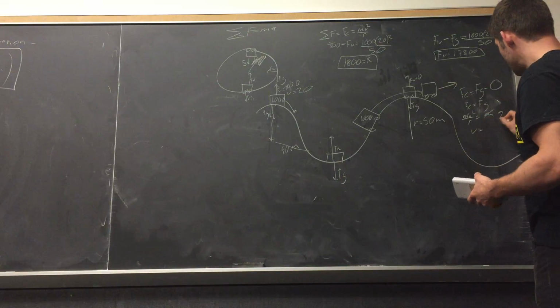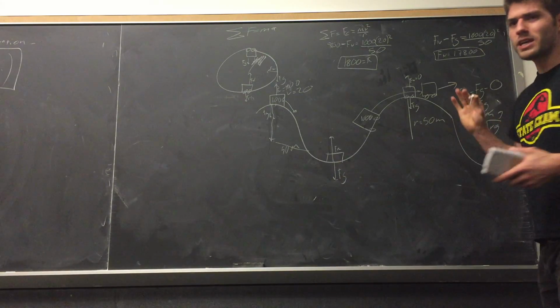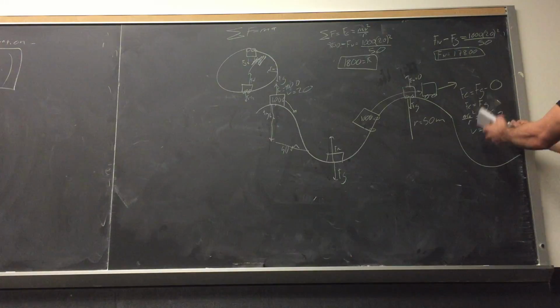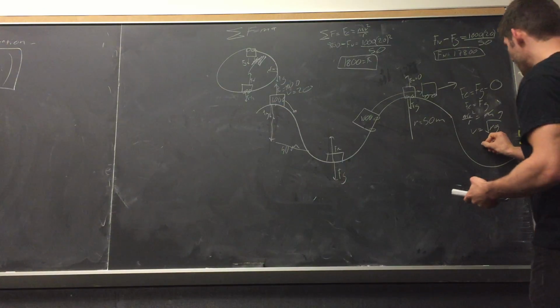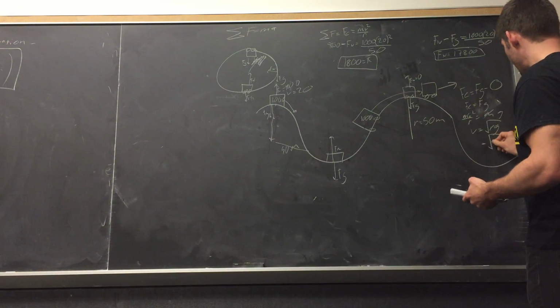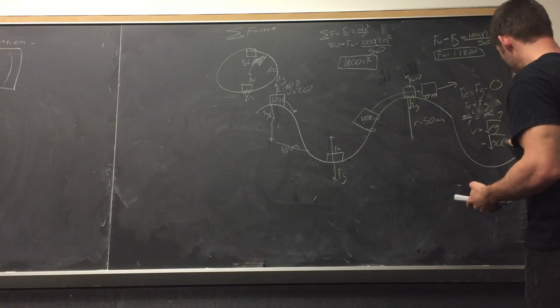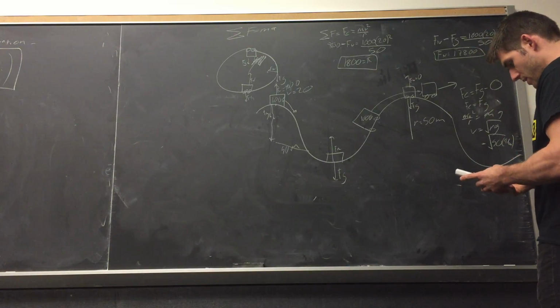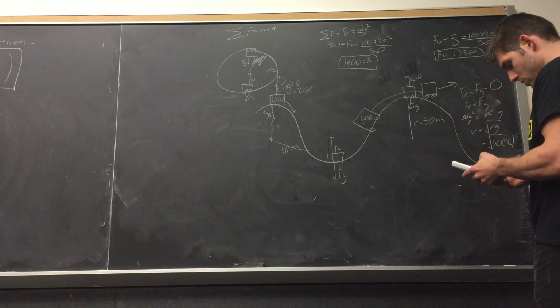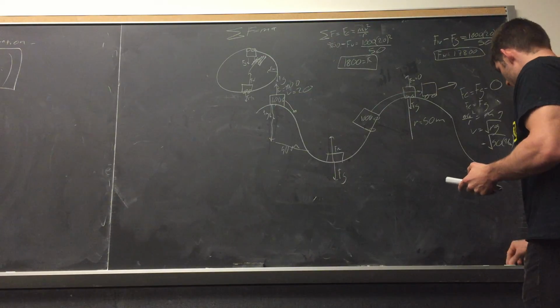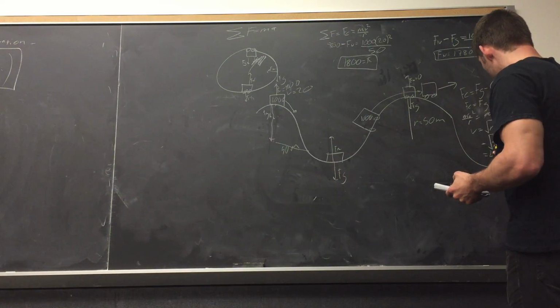You could cancel this and move this around, and you would get that the velocity is equal to the square root of rg, which I think is a formula that you guys have. But again, I think it's important to know where the formula comes from. So this is equal to the square root of 50 times 9.8. So if we go with a velocity equal to 22 meters per second, we will go airborne.